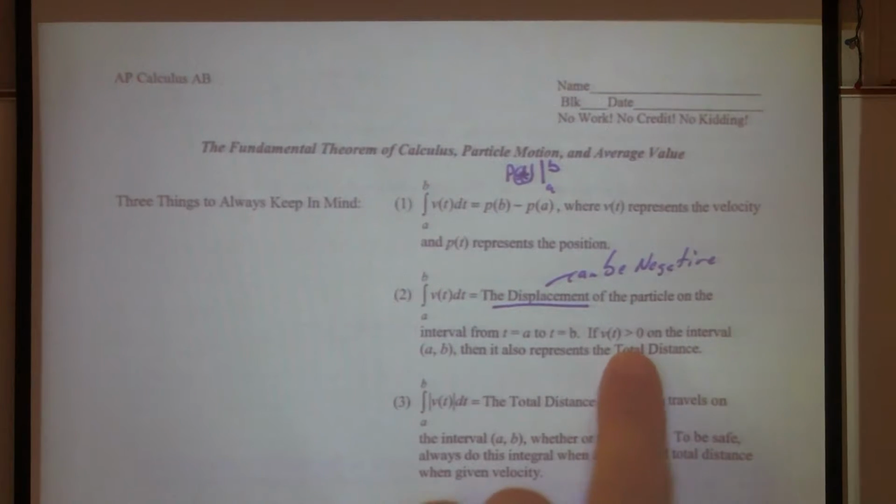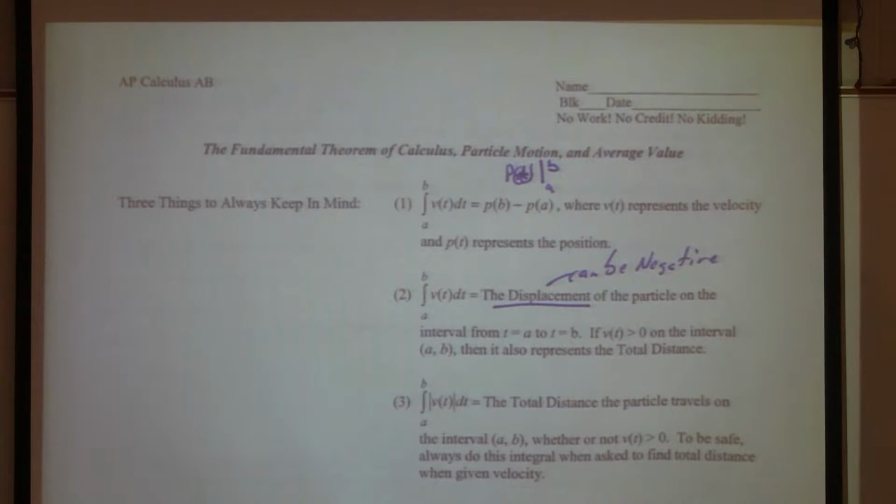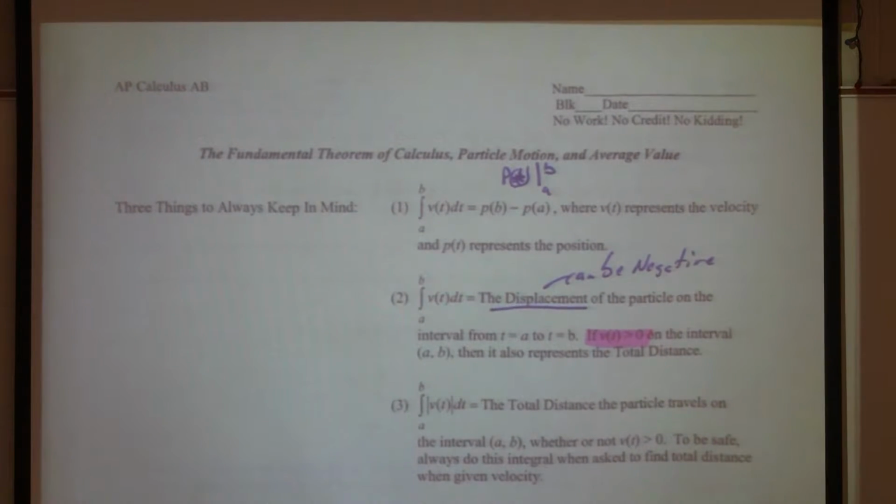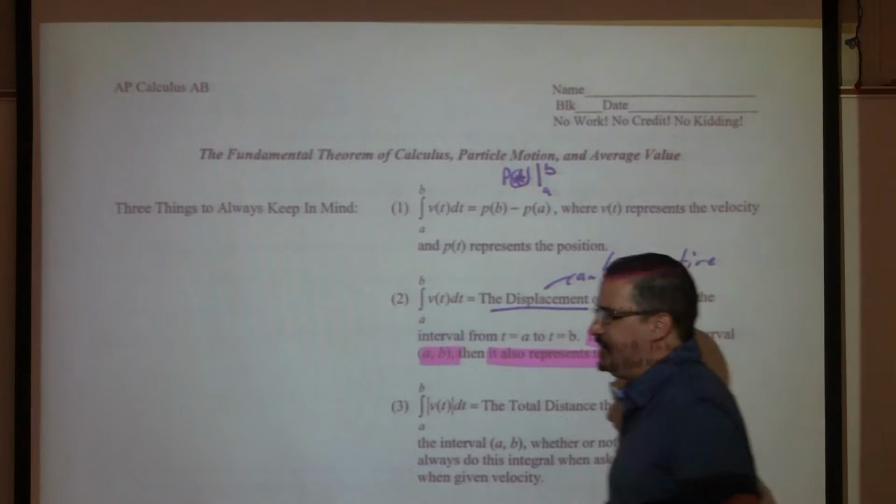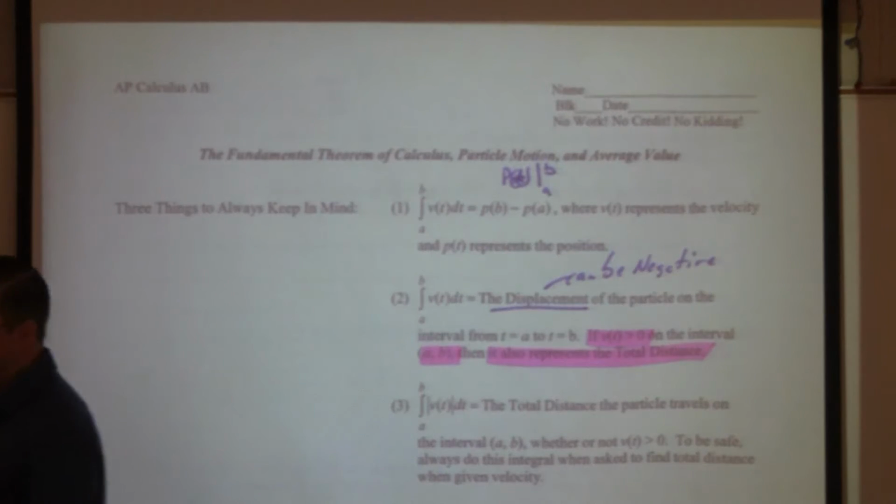Rookie mistake. Okay. So now notice that it also says this: if v of t is greater than 0, that means the velocity is what? If the velocity is positive on that interval, it also represents the what? The total distance, right? Why is it that it cannot be when it's less than 0 all the time?